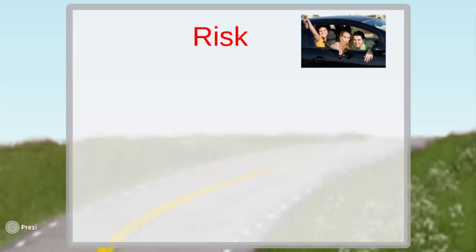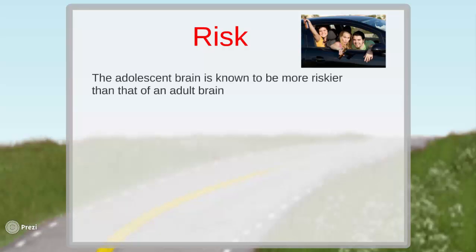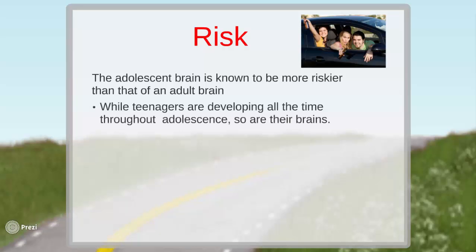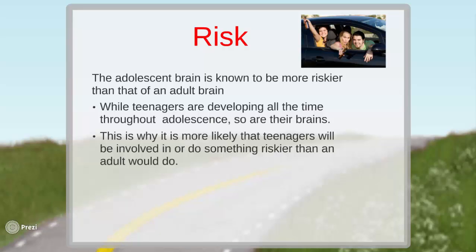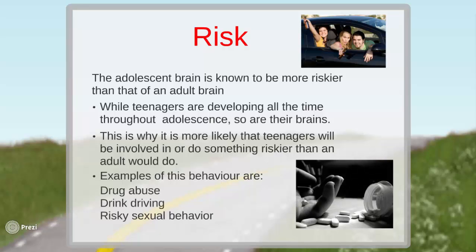Risk. The adolescent brain is known to be riskier than that of an adult brain. While teenagers are developing all the time throughout adolescence, so are their brains. This is why it is more likely that teenagers will be involved in or do something riskier than an adult would do. Some examples of this behavior would be drug abuse, drink driving, and risky sexual behavior. According to a study done by National Geographic, late adolescence is when the majority of this risky behavior takes place.